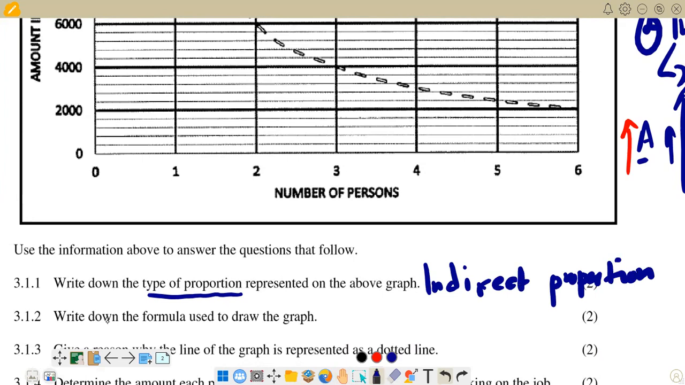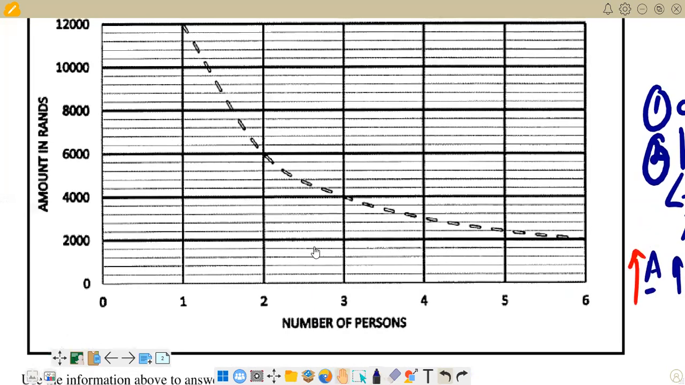So that's what we have in terms of 3.1.1. Then we move on to the next one, which is 3.1.2. It says: write down the formula used to draw the proportion. So the formula is the key there, the formula that is being represented by that graph. So we go to the graph and try to see what formula we have.